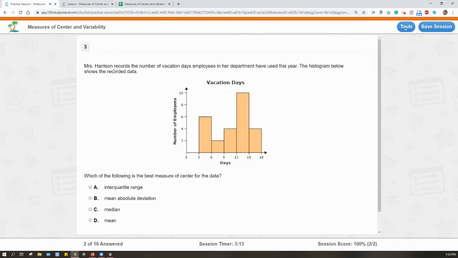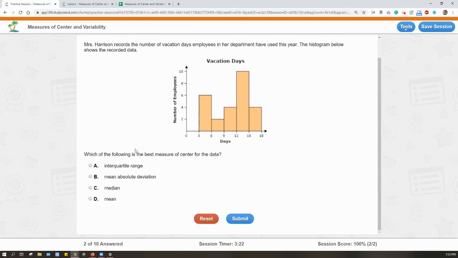Number 3, Mrs. Harrison records the number of vacation days employees in her department have used this year. The histogram below shows the recorded data. Which of the following is the best measure of center for the data? Again, does this look nice and symmetrical? No, so use median.